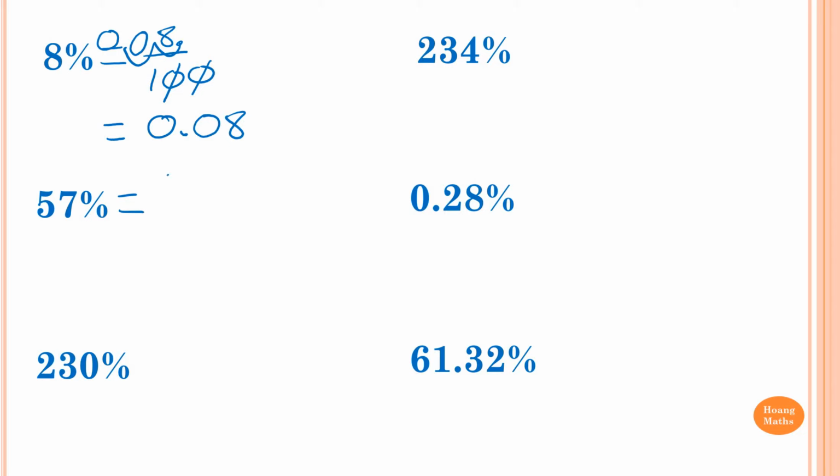57%, it means 57 over 100. So this means no decimal point, it means right at the back. You move 1, you cancel this. You move 1, you cancel this. This means that 0.57.